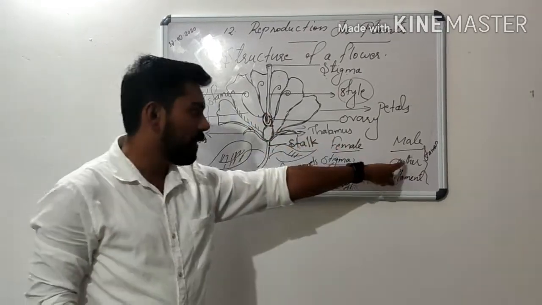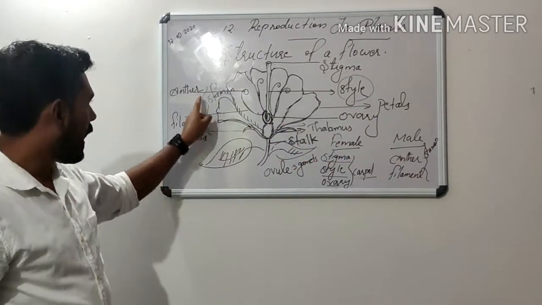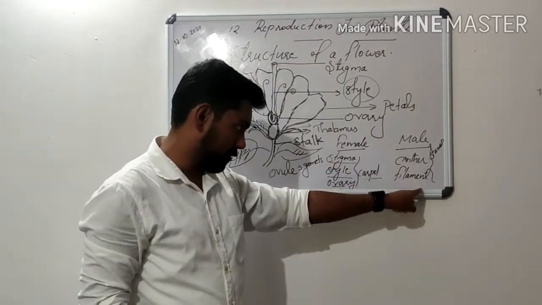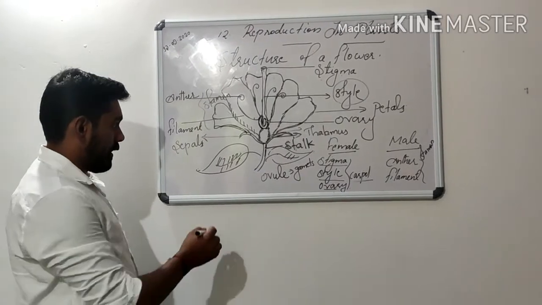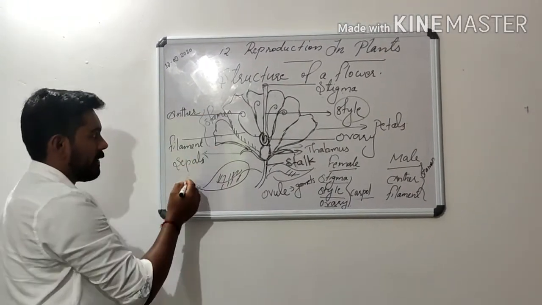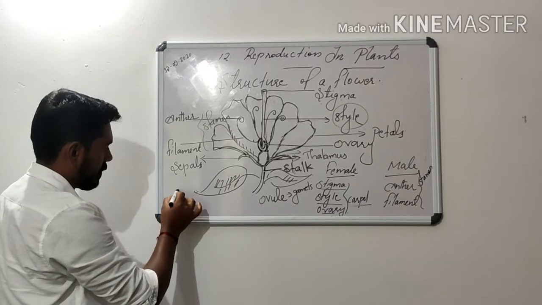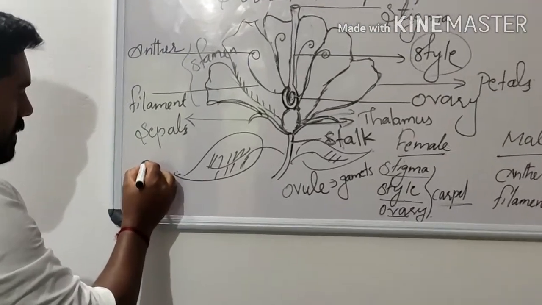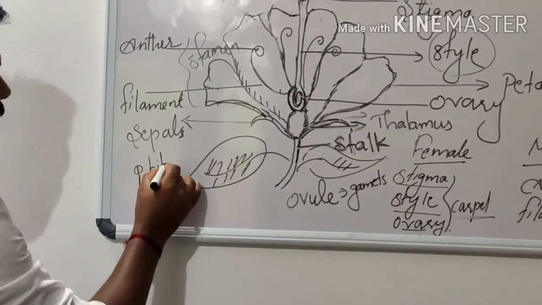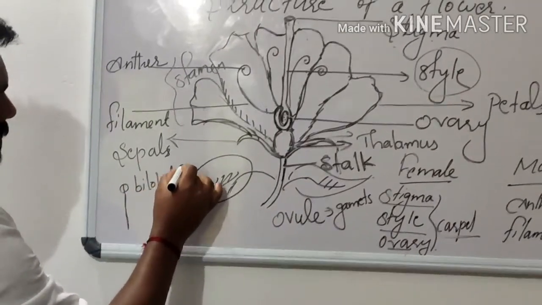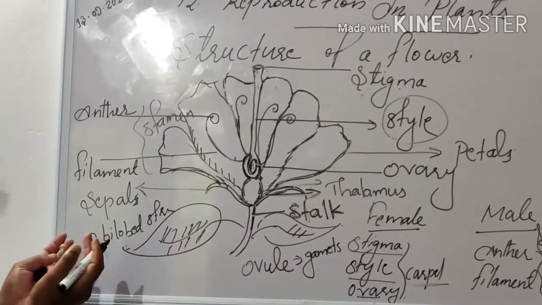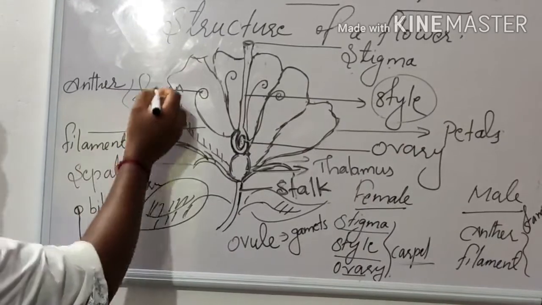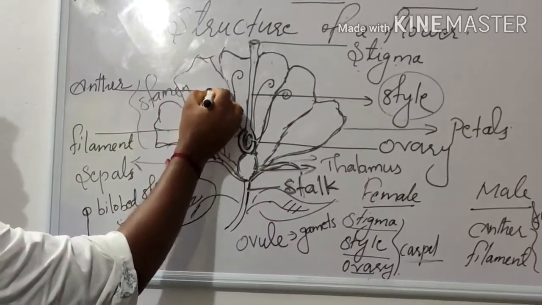When we talk about the male part of the flower, anther and filament are the male part of the flower. It's altogether called stamen. And in the stamen, anther is the uppermost part of the filament. It is a bilobed structure. Bilobed means two lobes. This is the anther, the bilobed structure.